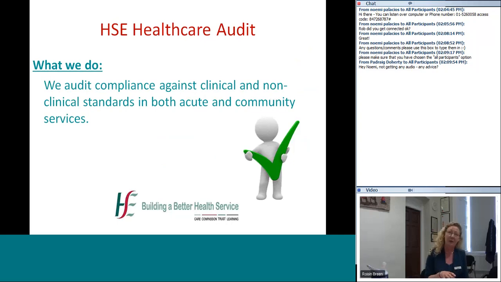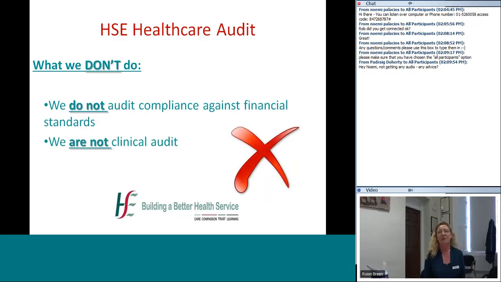Clinical audit, as you know it and as it is important, is about local clinicians looking at clinical guidelines and getting evidence of compliance with those to improve clinical outcomes. We're about getting evidence of conformance with standards, and they may be clinical or non-clinical. What we don't do is we don't audit compliance against financial standards.